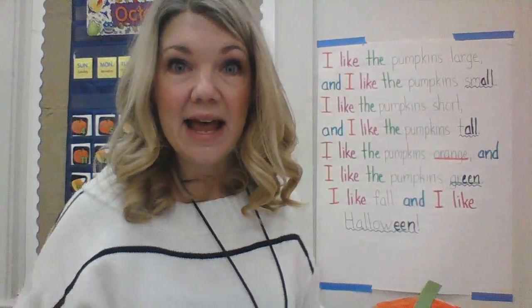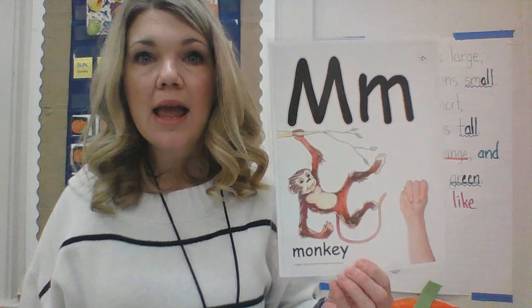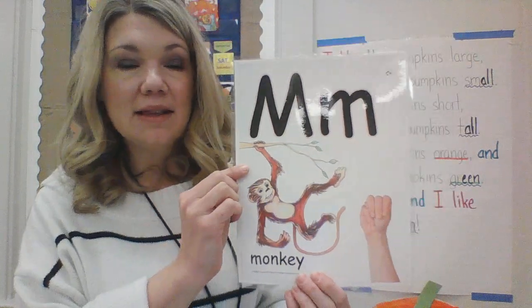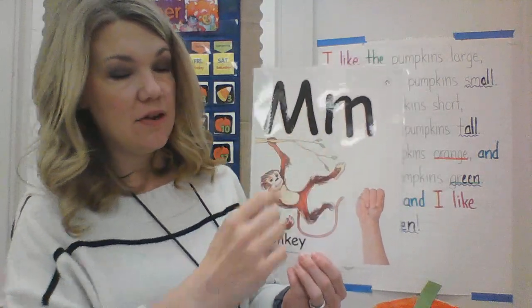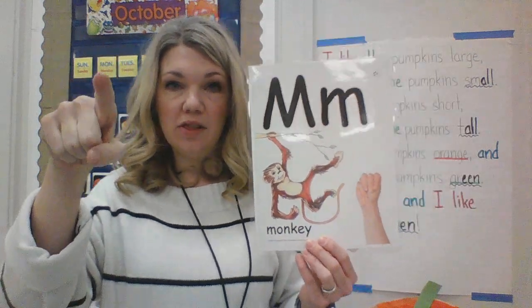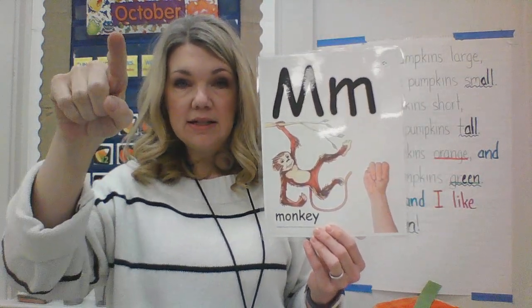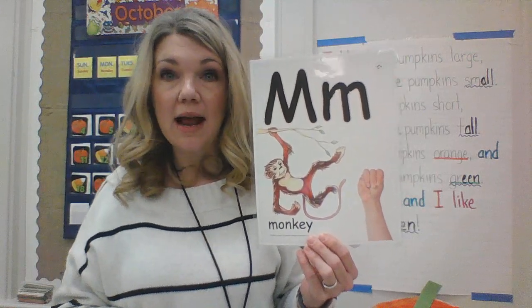All right, let's go ahead and move on. We are going to look at our letter for the day. Our letter for the day is the letter M. Yes, this is the letter M. To make the letter M, you go down, then down, up, then down. Can you make the letter M in the air with me? Ready? Put out your finger. Go down, back to the top, down, up, and then down again. That makes the letter M.